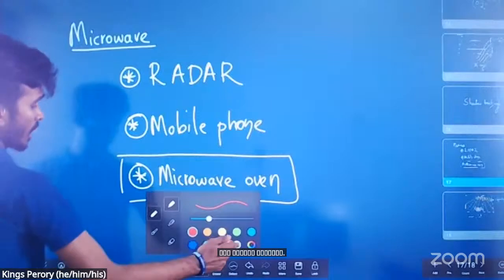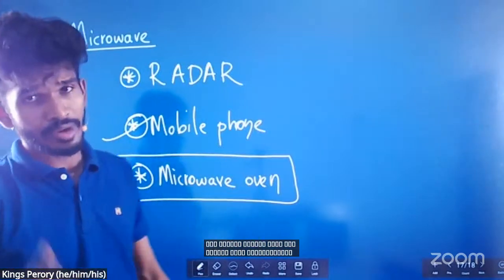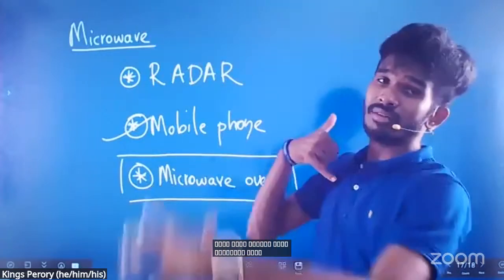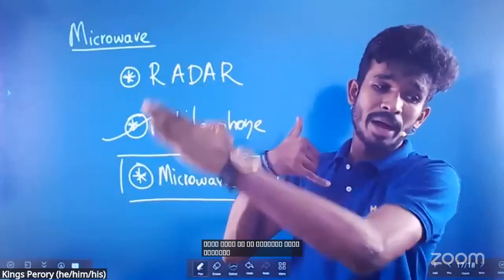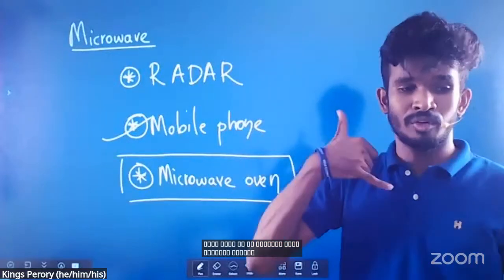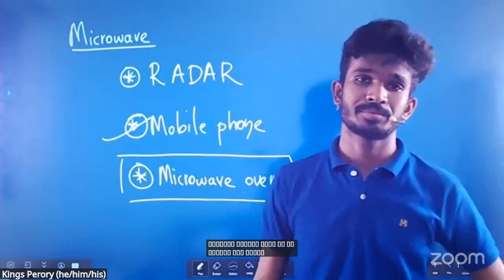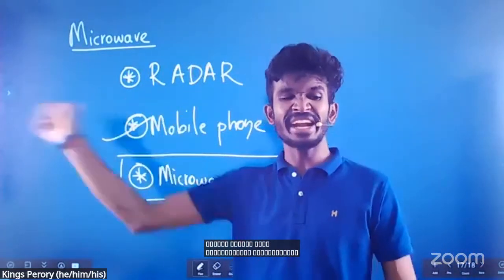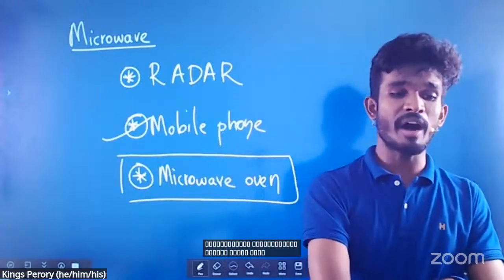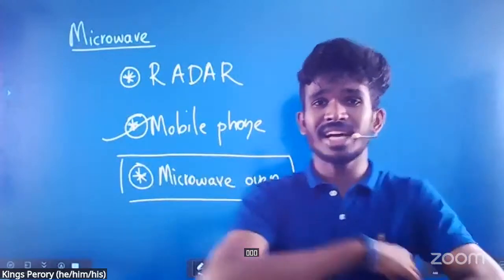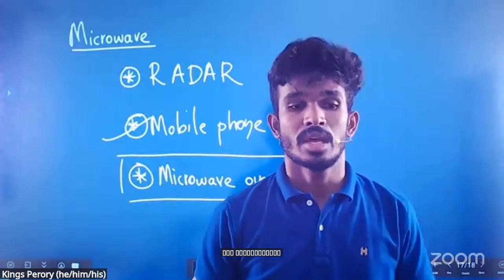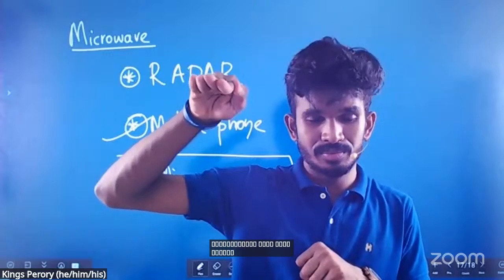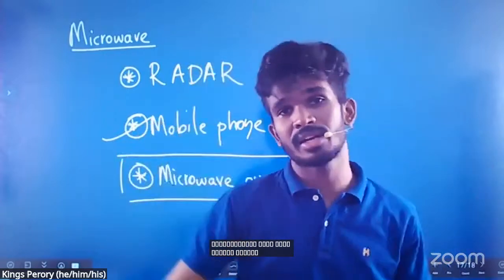Okay. So that's the use of microwave. Other than that, mobile phone communication. Now when you make a call from your phone to the nearby tower, the signal is sent by microwave. So in mobile phone communication, microwaves are used. Radar. What is this radar? It's a communication system made for the communication between aeroplanes and control centers.